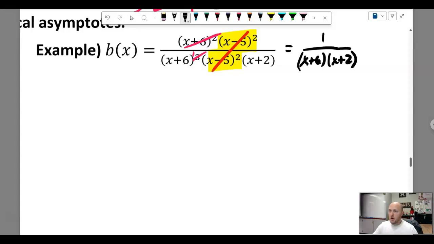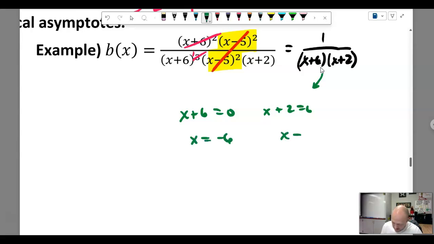Now, I know that there were shared factors here, and we've been so used to, hey, if you have a shared factor, it's a hole. Well, not always. If you reduce and you still have this factor in the denominator, then that is a vertical asymptote. Again, all of these are going to give me vertical asymptotes. So x plus 6 equals 0, x plus 2 equals 0 means I have vertical asymptotes at -6 and -2. Okay, these are the vertical asymptotes. There you go.